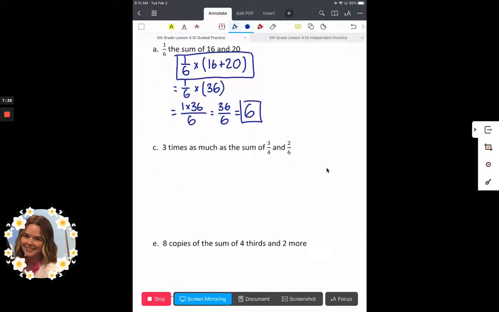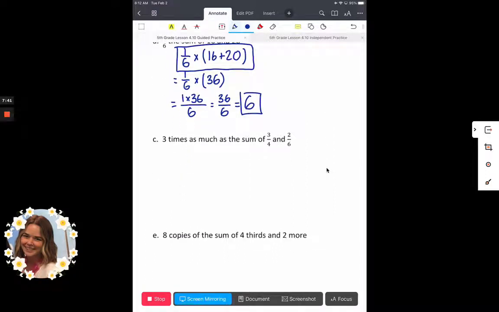So we're going to do one more together, and then I want you to try the last couple of them on your own. So C says 3 times as much as the sum of 3/4 and 2/6. So we have 3 times as much, so 3 times the sum of 3/4 and 2/6. So we have 3/4 plus 2/6. So that's our expression. So now we need to add our 3/4 and 2/6 and then multiply it by 3.